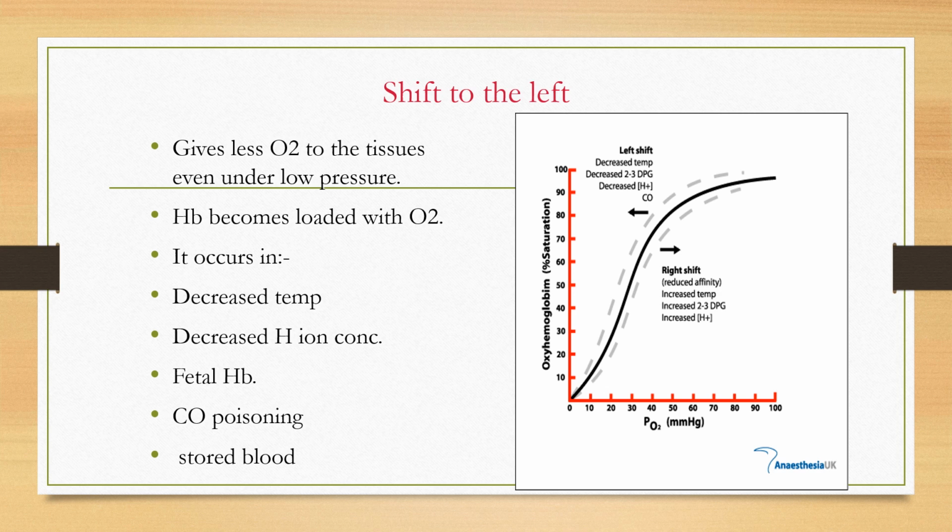Also CO poisoning, which we will discuss in hypoxia: CO binds the hemoglobin and prevents the hemoglobin from releasing the oxygen. Also stored blood can destroy 2,3-diphosphoglycerate.